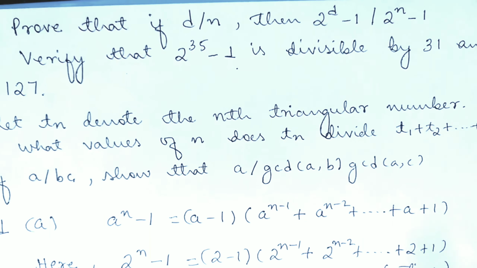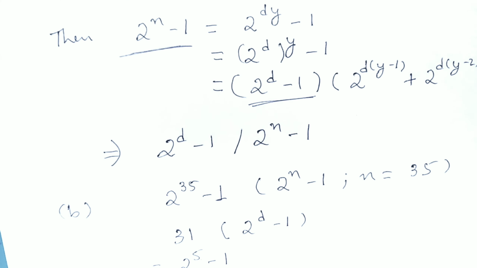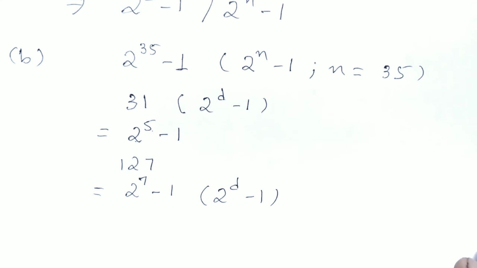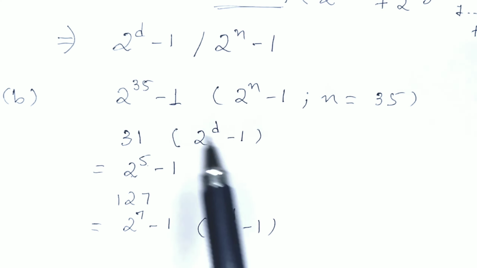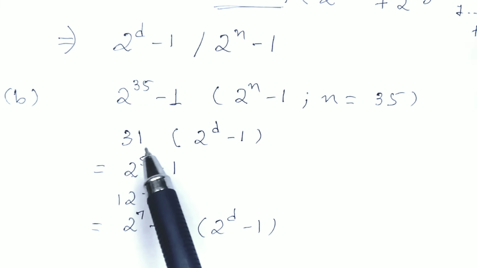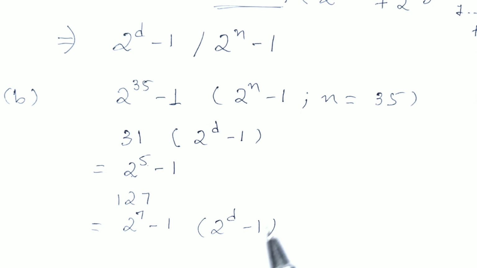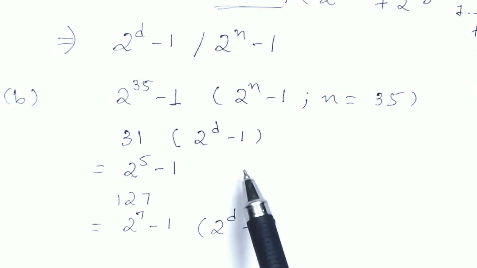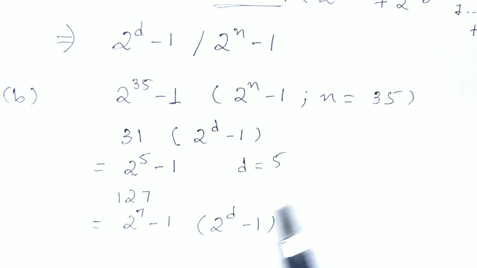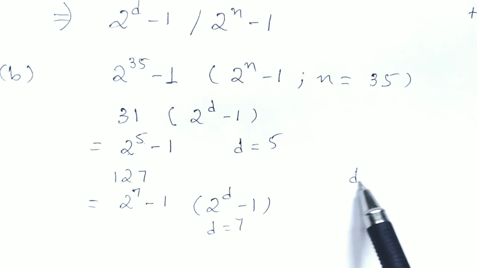From the first part, we see that 2^d minus 1 divides 2^n minus 1 if d divides n. So we will make use of the first one. So here, in order that 2^5 minus 1 is divisible by 31, we have to show that what, 5 divides 35, because here by comparing d is 5 and here by comparing d is what, 7. So we have to show d divides n.